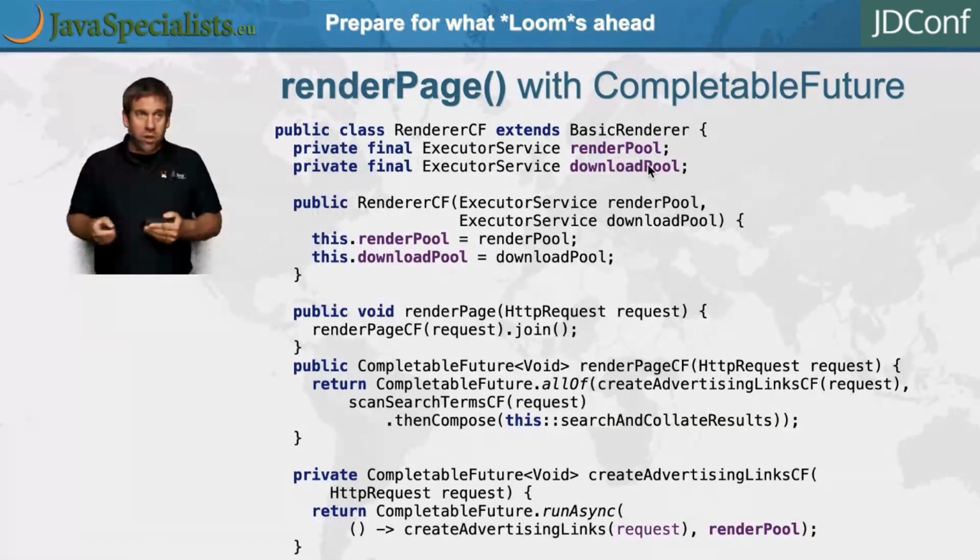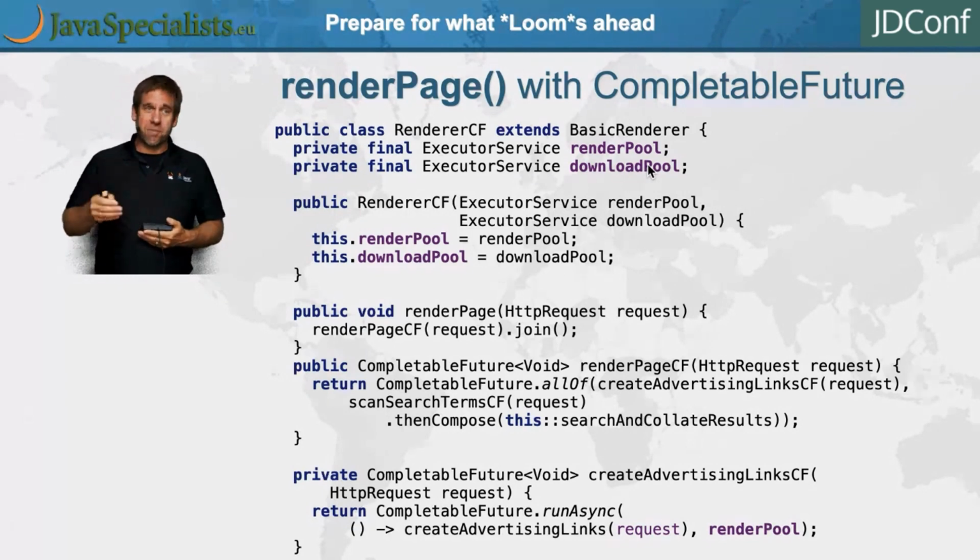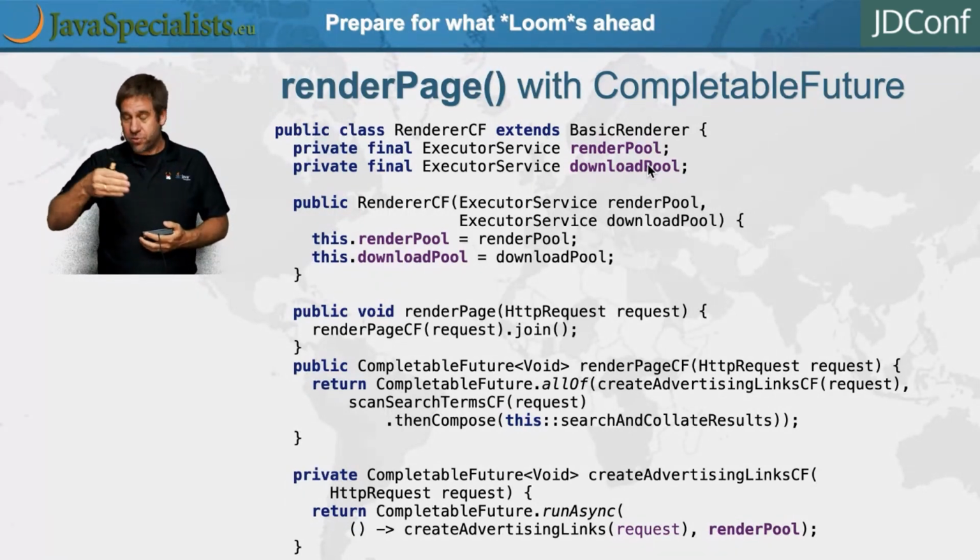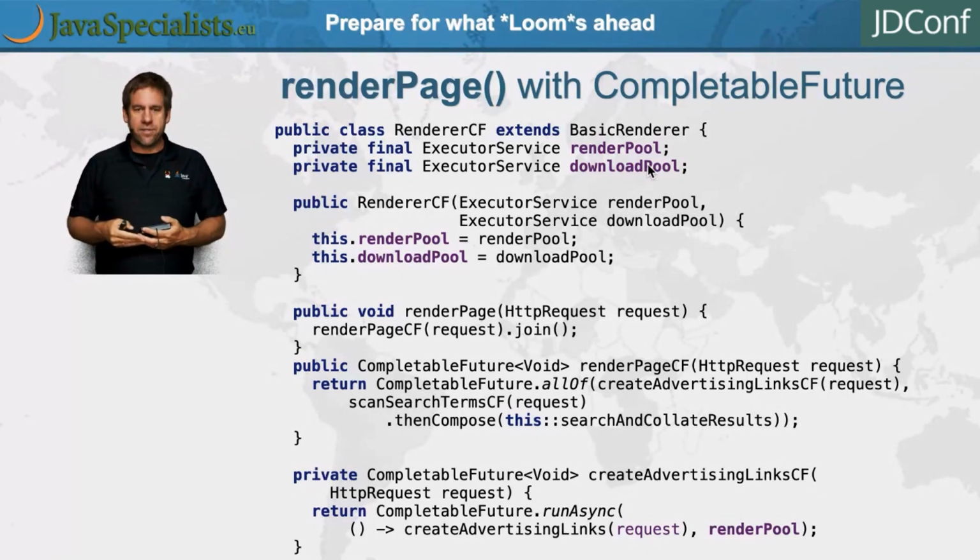We can't use just the common fork join pool because those common fork join pool threads are used also by other parts of your system for parallel threads, for example, parallel streams. And so we can't use that, unfortunately.